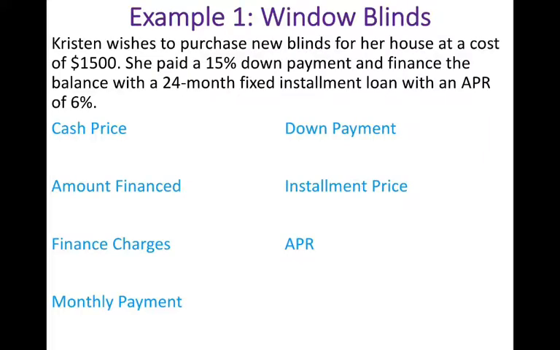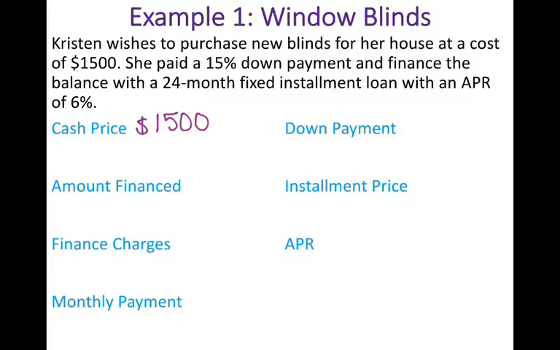So I'm going to go ahead and start working through this problem. Kristen wishes to purchase new blinds for her house at a cost of $1,500. So that is the cash price. That's how much she would have to pay for her blinds. She paid a 15% down payment and financed the balance with a 24-month fixed installment loan with an APR of 6%. So I'm going to go ahead and calculate that down payment.